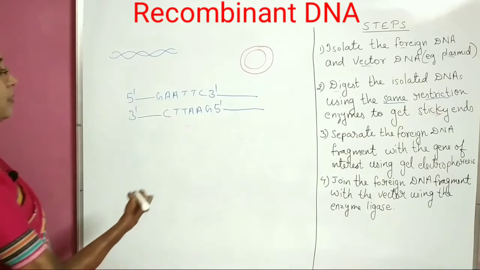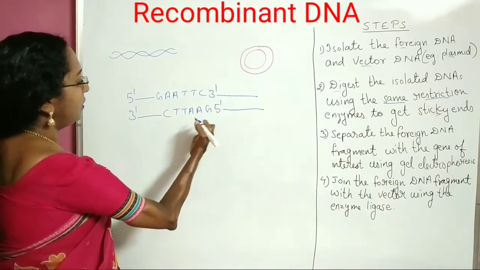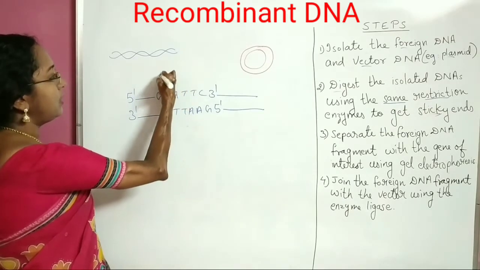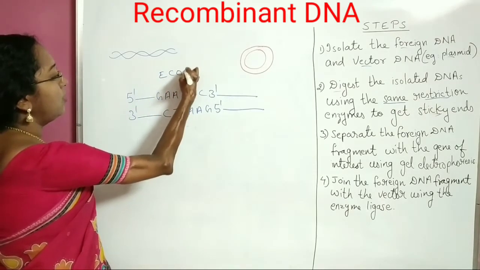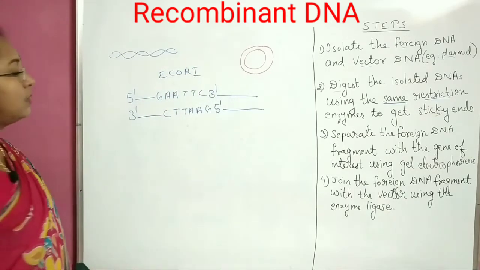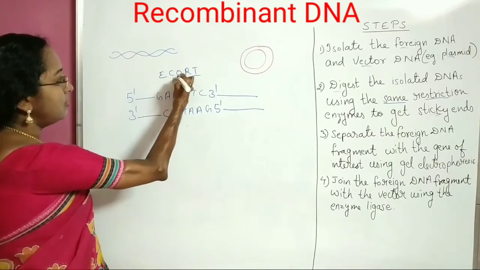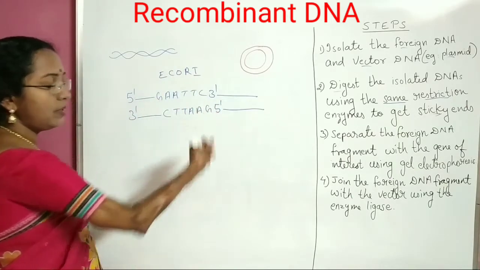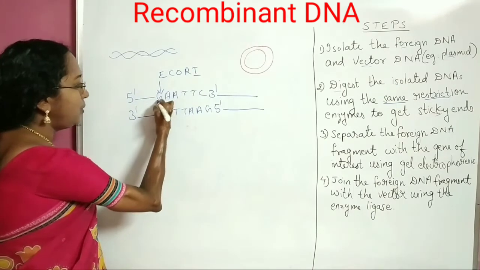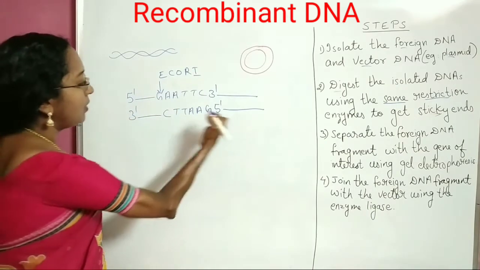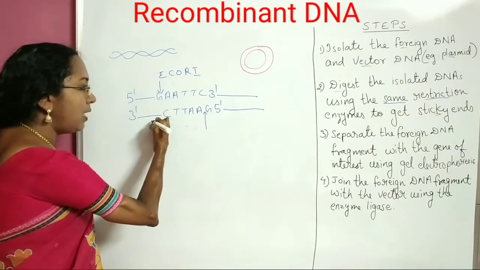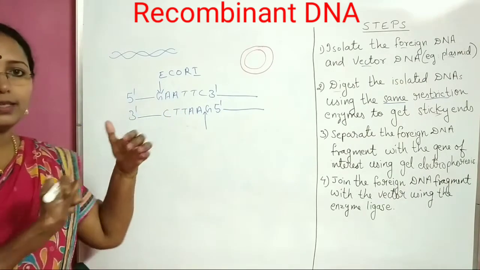Okay, 5 prime 3 prime end I have written here. Now here I am using the restriction enzyme EcoR1. I hope you remember how I have named this as EcoR1. When this enzyme is acting on this particular sequence, it is making a cut here between G and A. Here also between G and A. So on both the strands, it is making a cut.